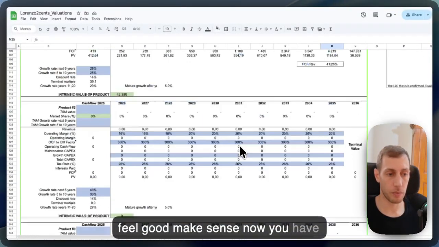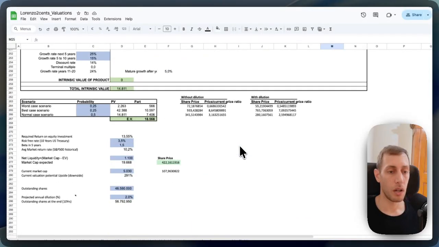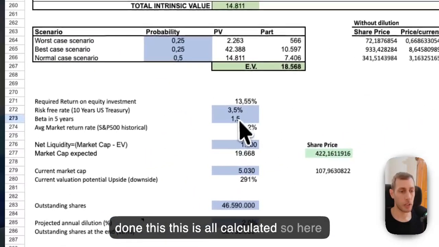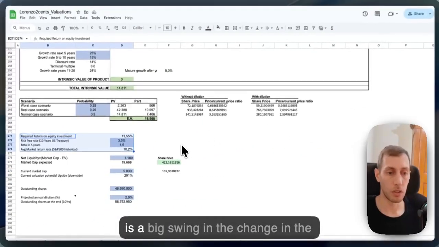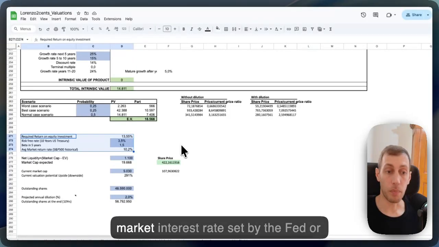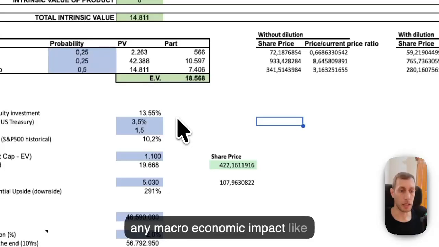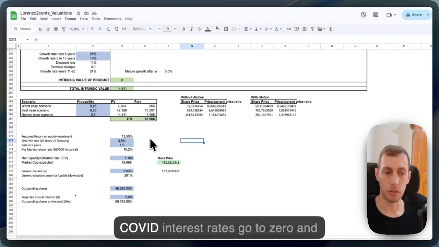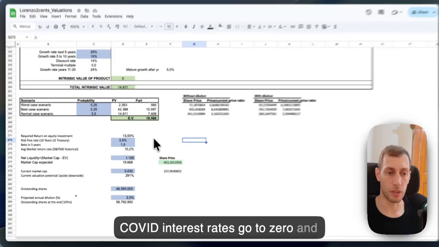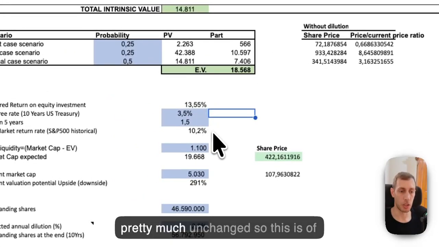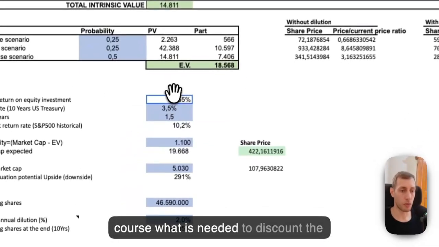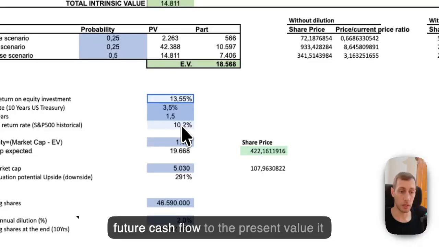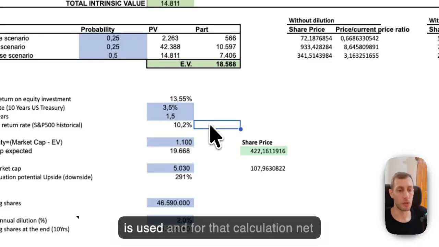Now, you have done this. This is all calculated. So here, this is basically remaining unless there is a big swing in the market interest rate set by the Fed, or any macroeconomical impact like COVID, interest rates go to zero and this kind of stuff. If not, I leave this pretty much unchanged. So this is, of course, what is needed to discount the future cash flow to the present value. It is used for that calculation.